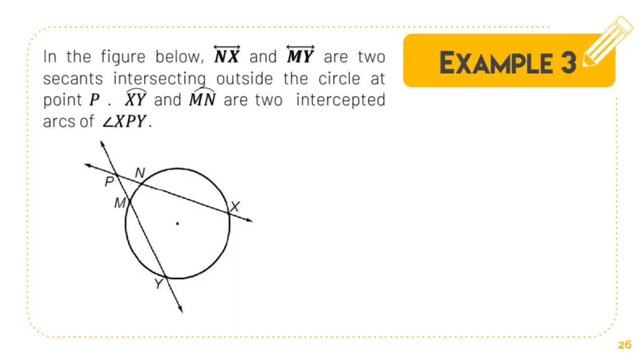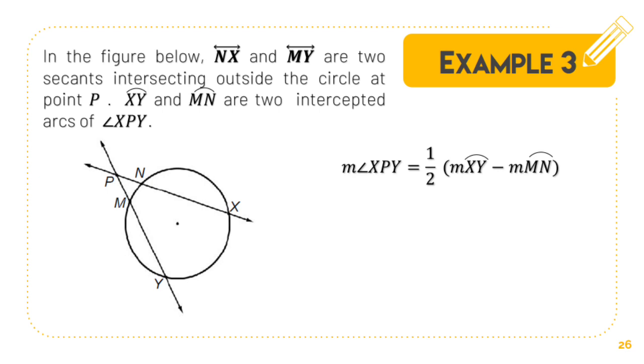And last, for the first case, we have two secants that intersect outside the circle. Given the figure, we have line NX and line MY, which are two secants intersecting outside the circle at point P. Therefore, the measure of angle XPY is equal to 1/2 of the difference of the measure of arc XY and the measure of arc MN. Again, take note that you have to subtract the smaller arc from the larger arc.